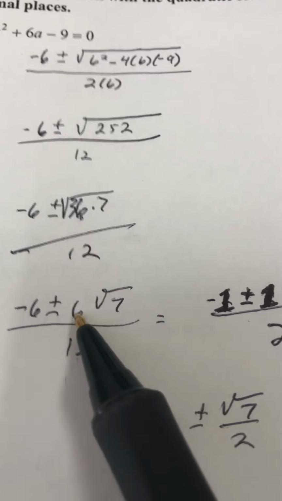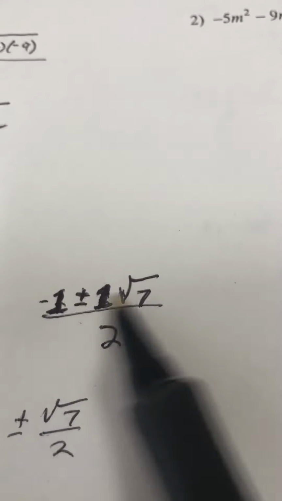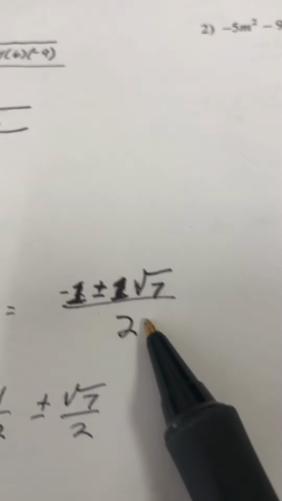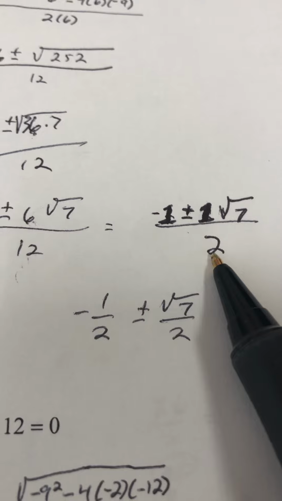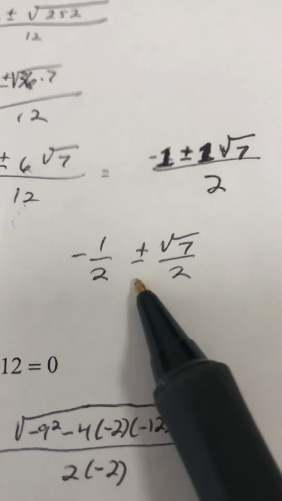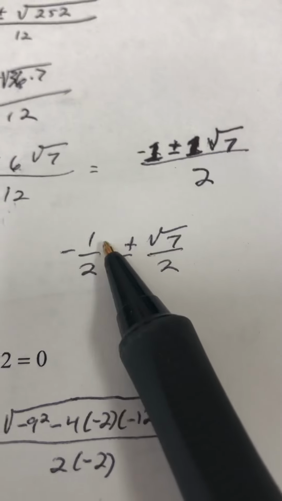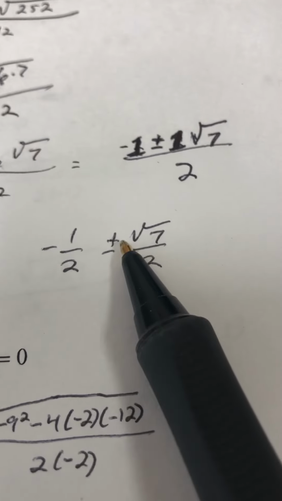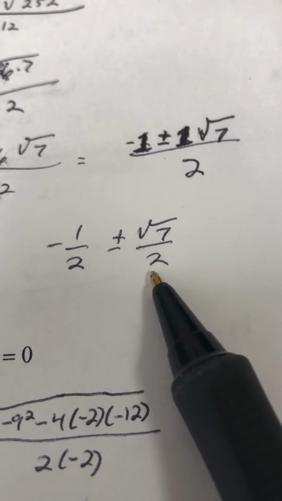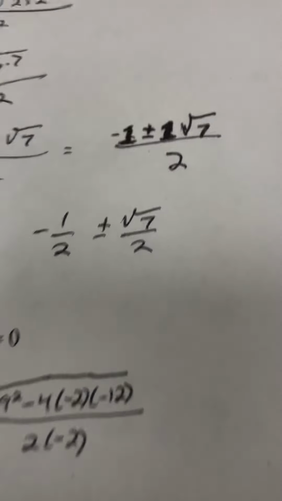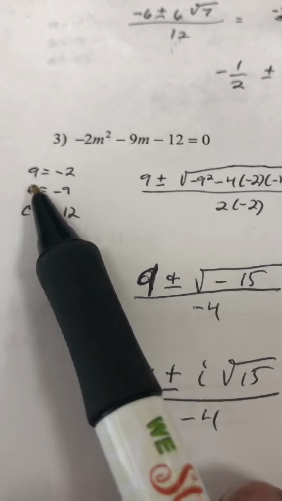The 6's and the 12 can all be divisible by 6, so that would be a 1 up top and a 2, because 12 divided by 6 is 2. You could leave it like that, or you could write it like this: it's going to be -1/2 plus or minus the square root of 7 divided by 2. Number 3 is already set to 0 also, so here are your a, b, and c.